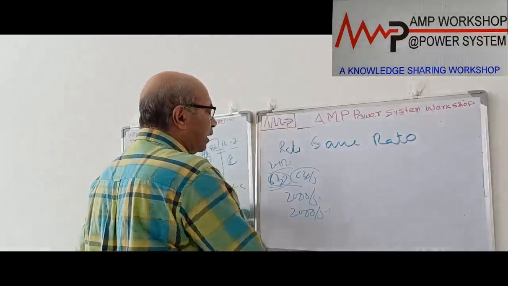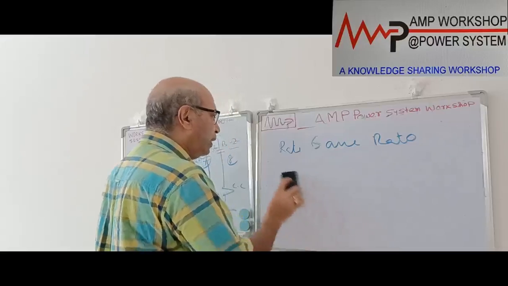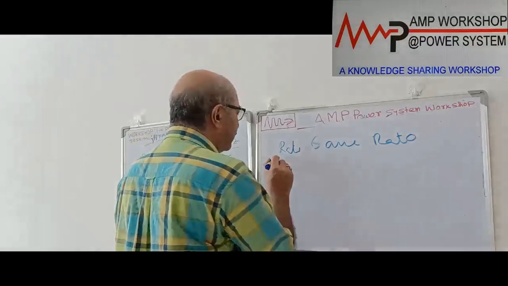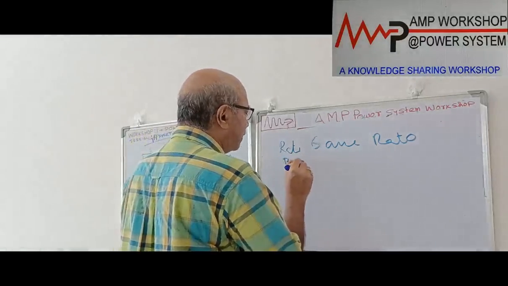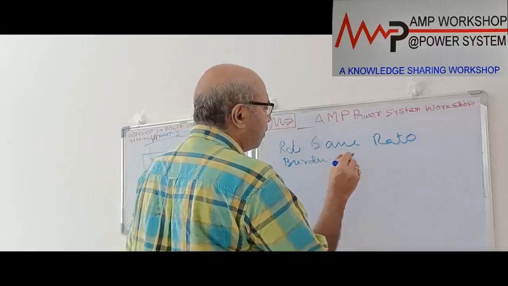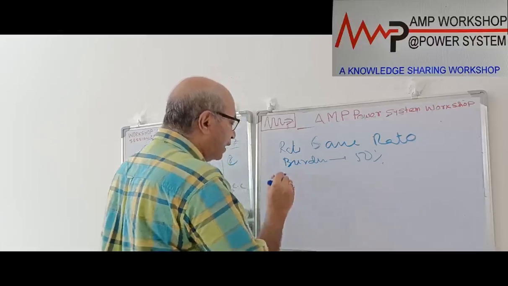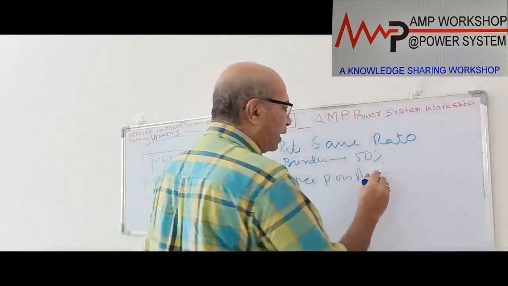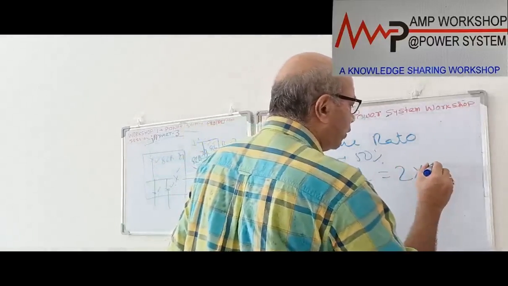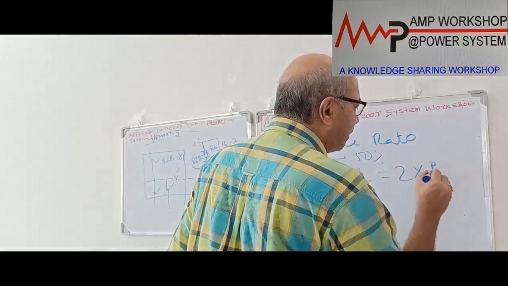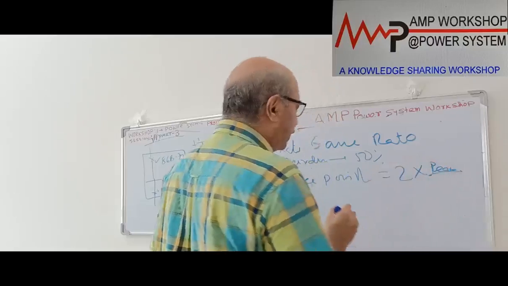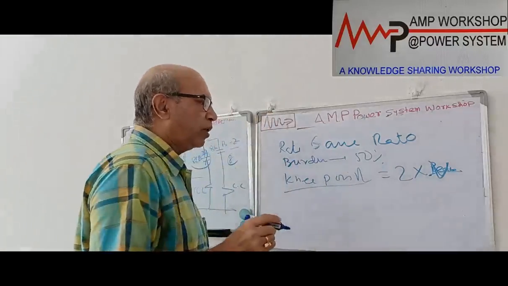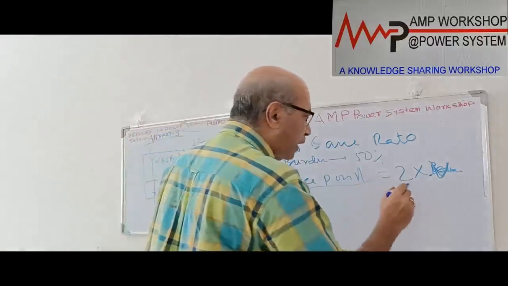That is number one. Number two, the CT burden: at least 50% extra burden should be there on the CT. CT burden will be high with respect to the requirement. Burden at least 50% margin should be there. Knee point voltage of the CT: at least 2 times the normal operating voltage, whatever the voltage it comes, 2 times of that will be the knee point voltage.